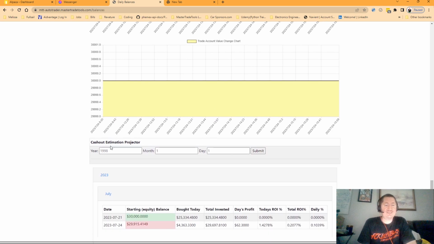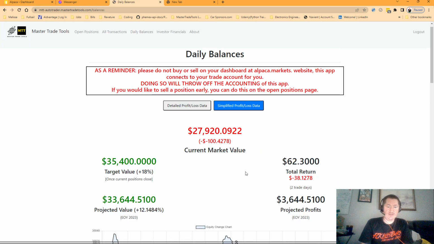Then below that, we have our cash out estimation projector. So what this is going to tell you, say for instance, it was 220.24. We want to find out what our projected ROI is going to be at a specific time, any month, any year, any day. So let's say 2024, June 30th, and hit submit. It should pop up. It's doing a lot of calculations in the background because it's projecting this information. And then scroll back down.